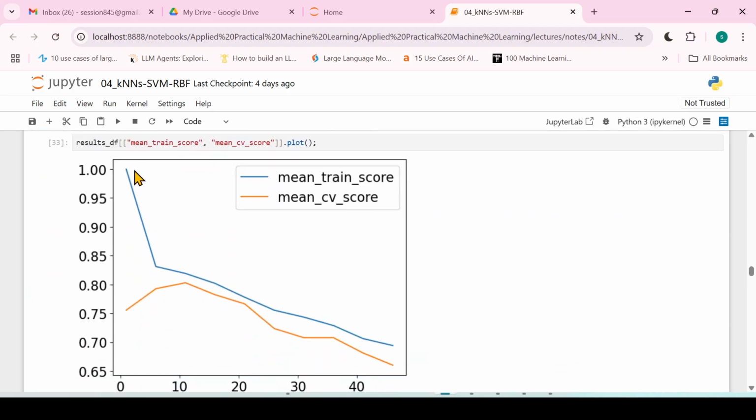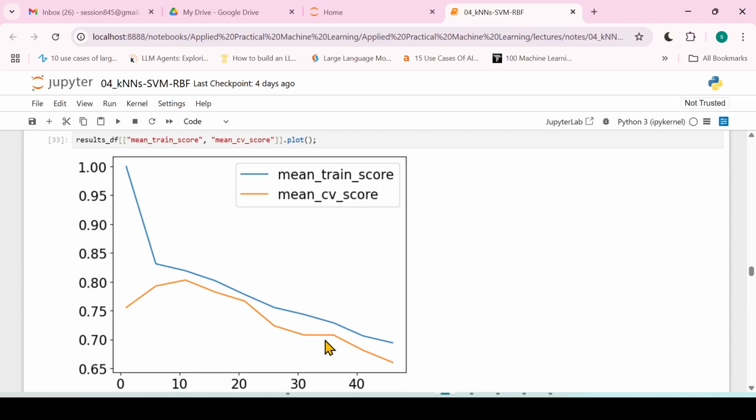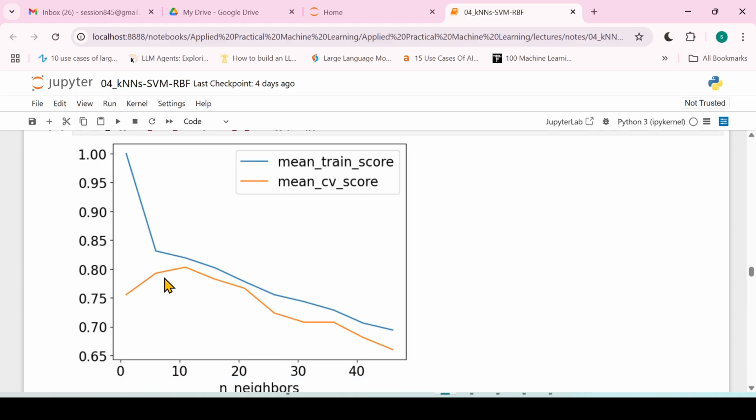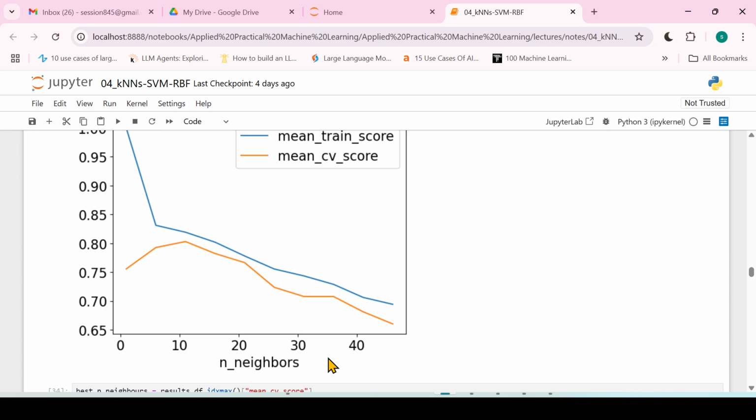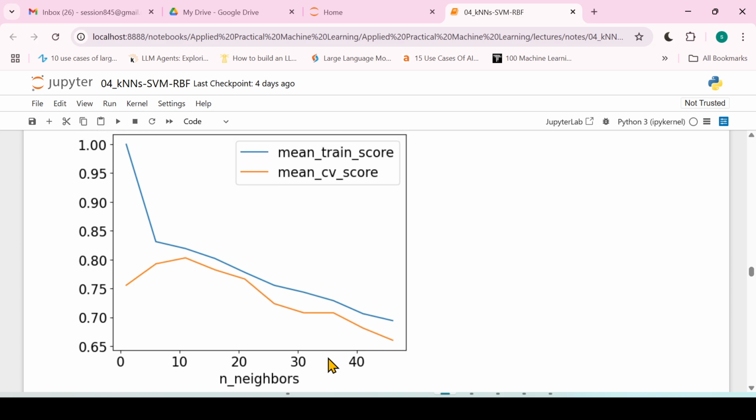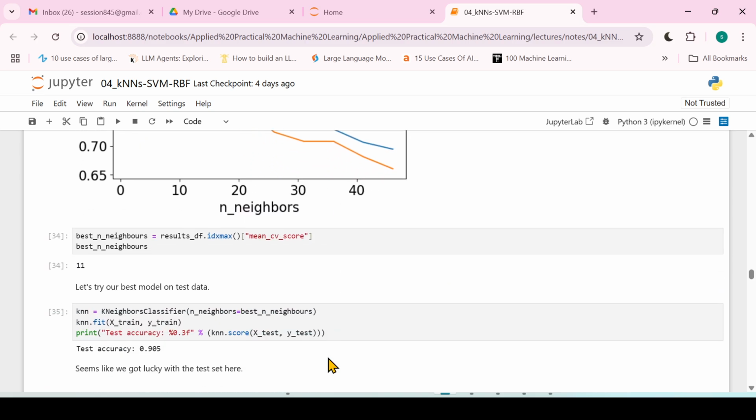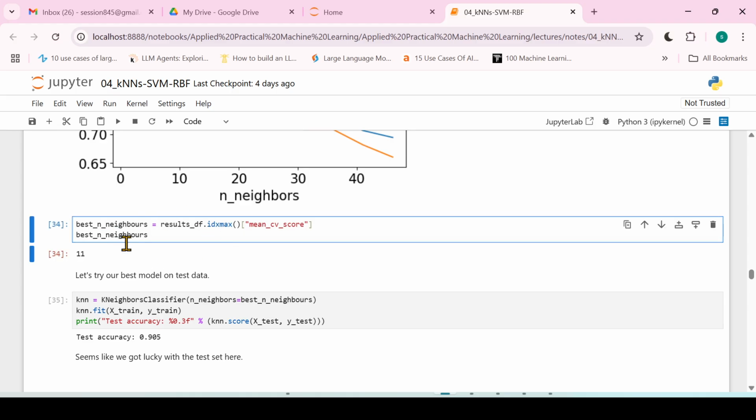Here we can also see the graph of the mean train score and the mean CV score. Again, the red one is for the cross validation and the blue one is for the train score. We can clearly see how the value changes as the n neighbor changes, right? So we can simply choose the best neighbor, which is 11.